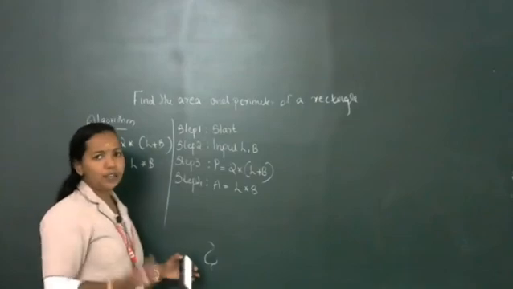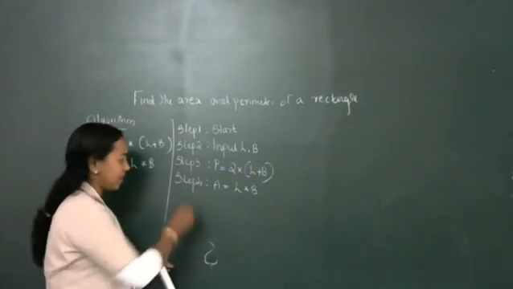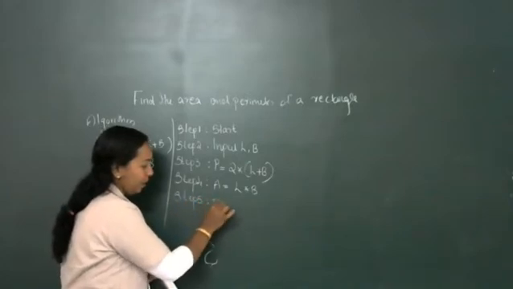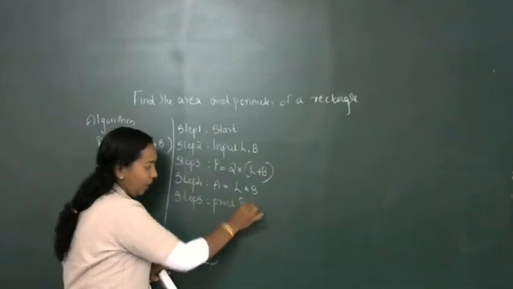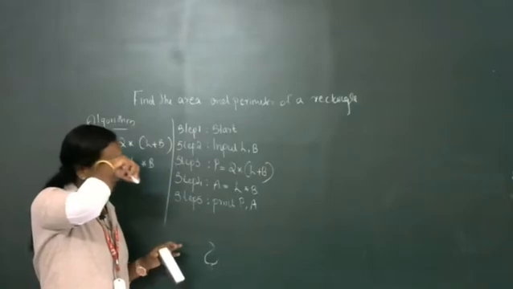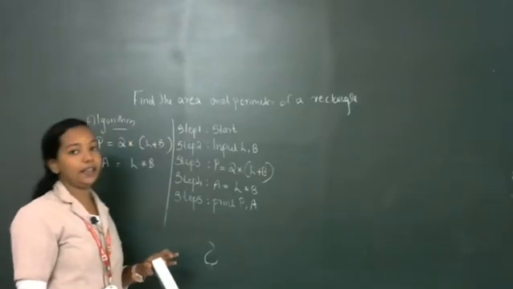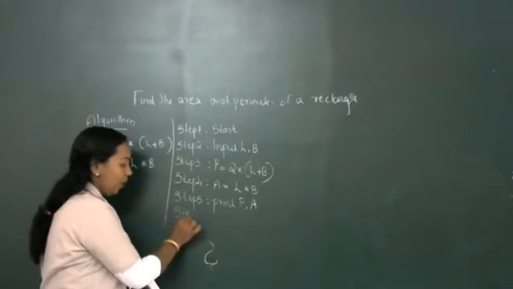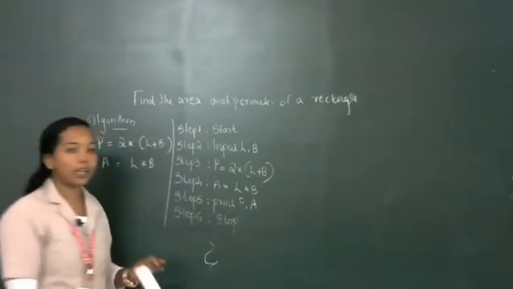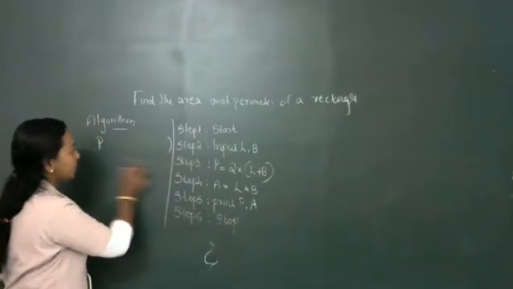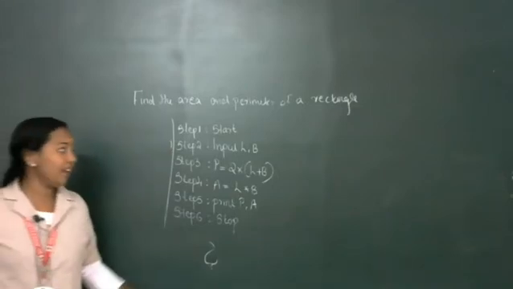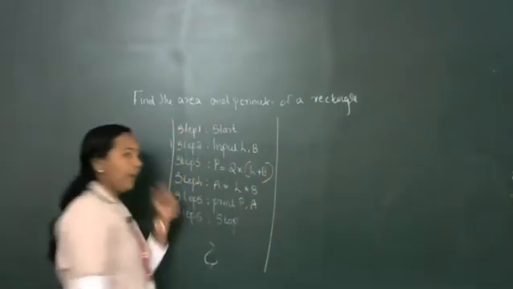Once we have the perimeter and area, what will be the next step? We are printing those values. Step 5: print P comma A. First we print the perimeter, then the area. Once the output statement is over, step 6: stop, the termination of the steps. Clear? So this is the algorithm to find the area and perimeter of a rectangle.